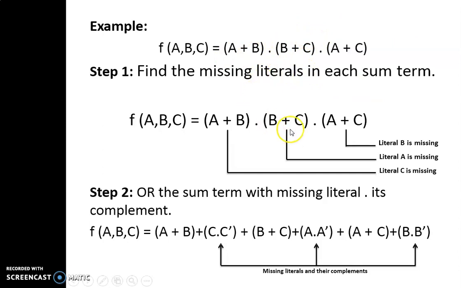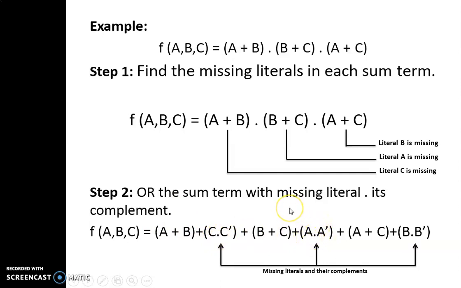The first thing we have to identify is the missing variable. In the first term the C variable is missing, in the second term A variable is missing, and in the third term B variable is missing. In POS form we have to take the product of the missing term and its complement. Here we can represent the equation as A plus B plus C into C bar. Like this we can add the missing variable and its complement.